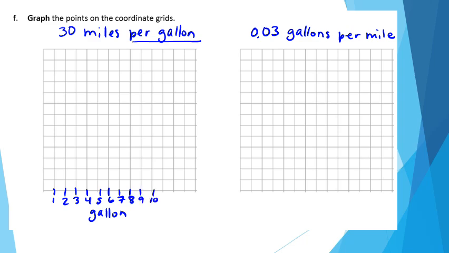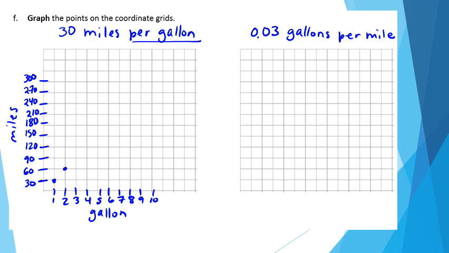And then on the other side is going to be miles. And it's 30 miles per gallon. I'm just going to go by 30s. So 30, 60, 90, 120, 150, 180, 210, 240, 270, 300. And so again, 1 gallon means 30 miles. 2 gallons then would be 60 miles. 3 gallons is 90 miles. 4 gallons is 120 miles. And this pattern should continue.